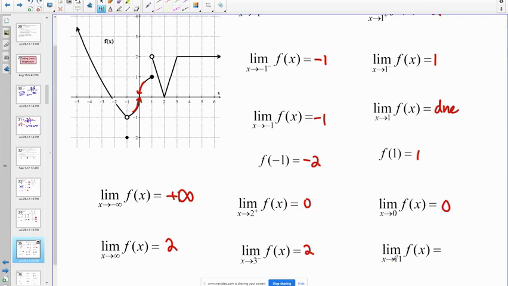Okay, what about as x approaches 11 of f of x? Okay, so 11 is way out here. What's the y value over here when x is 11? Okay, that's 2.